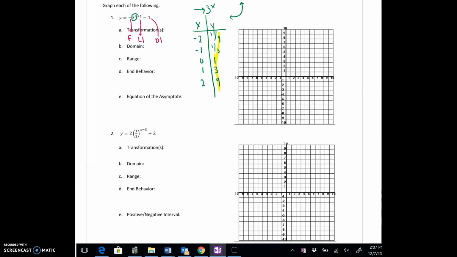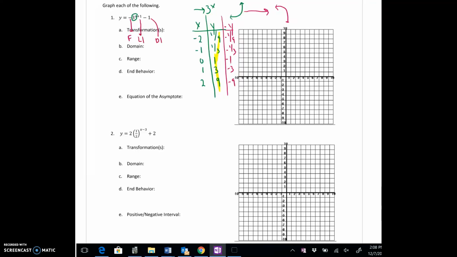So anytime I have a stretch or compress and a flip, I need to make a new column for my y's. So what's going to happen to all of these y's is the flip is going to make them all become the opposite. So I'll have -1/9, -1/3, -1, -3, and -9. And since it's flipping, this shape is going to flip. It's going to flip across the x-axis. So when I'm done, it's actually going to be looking like this. So again, know your shape and know what it looks like when it flips.